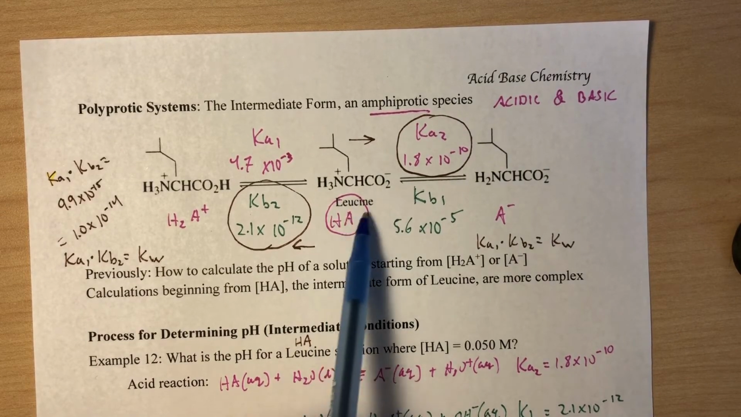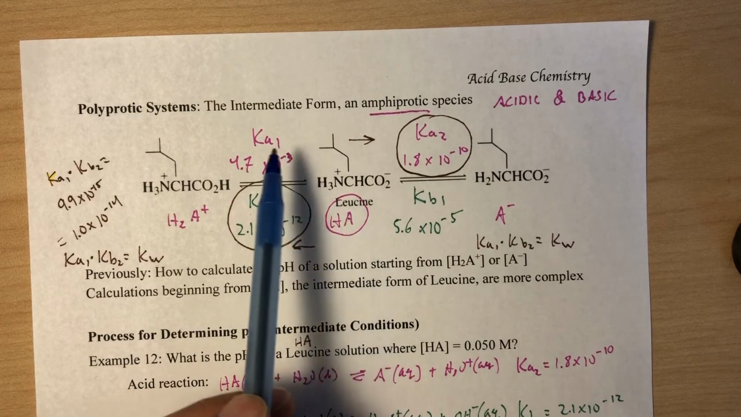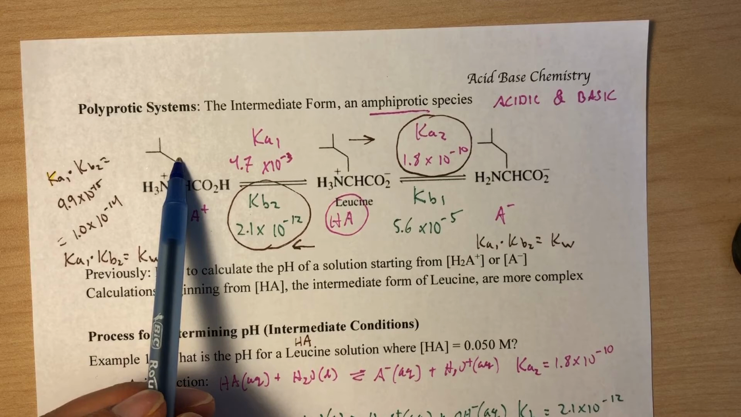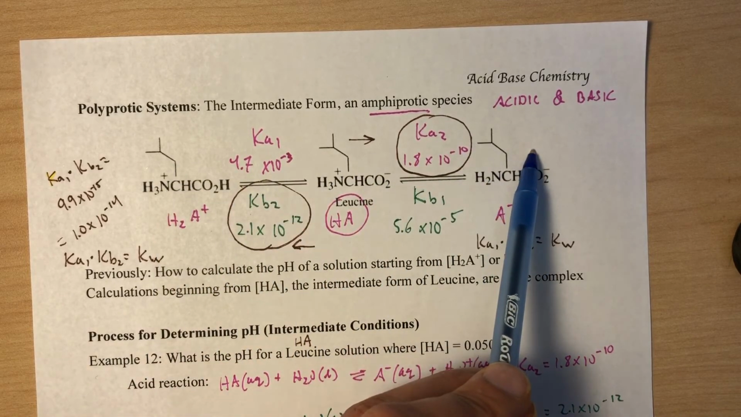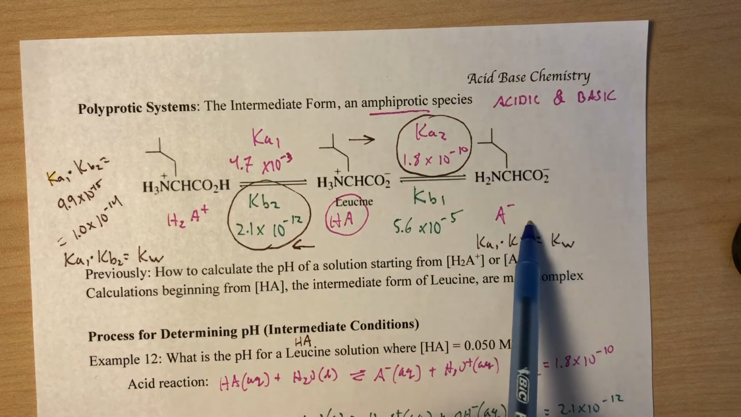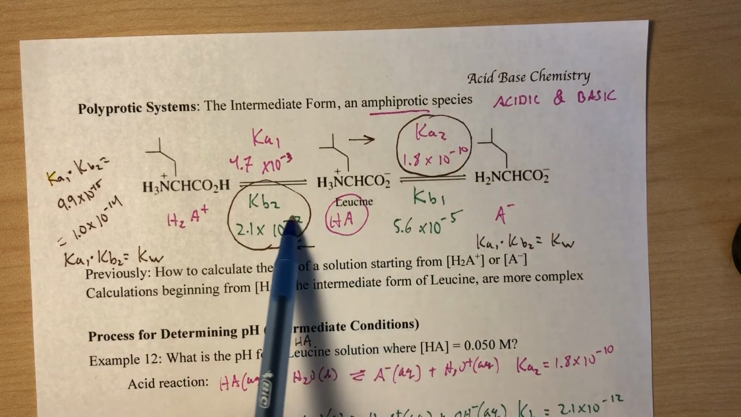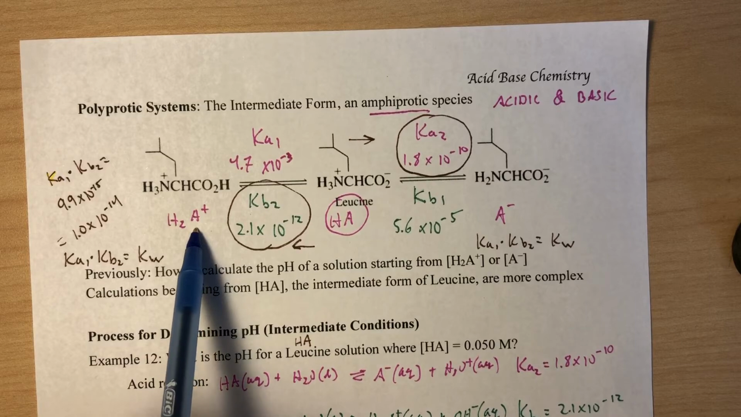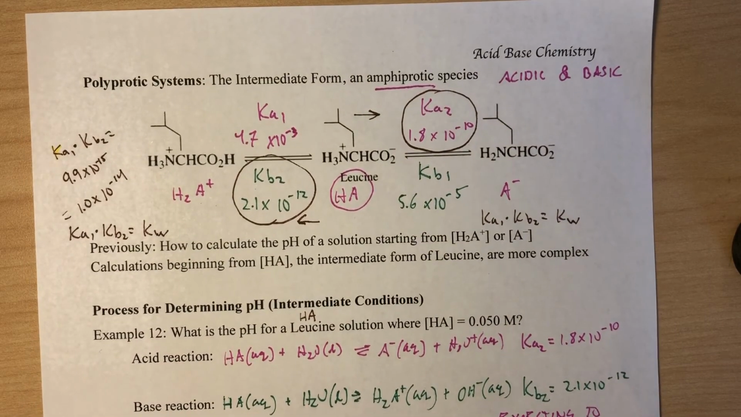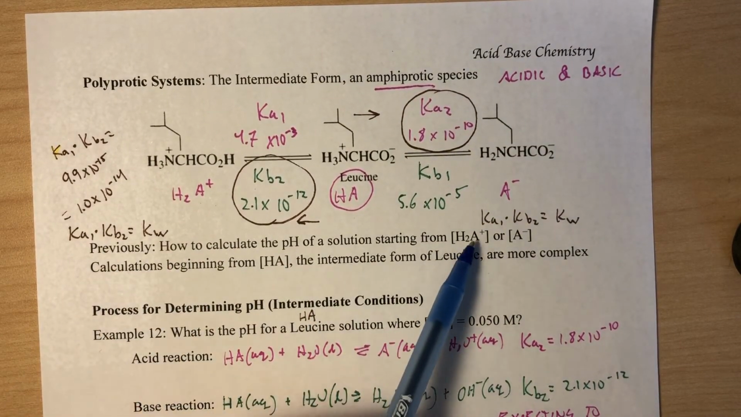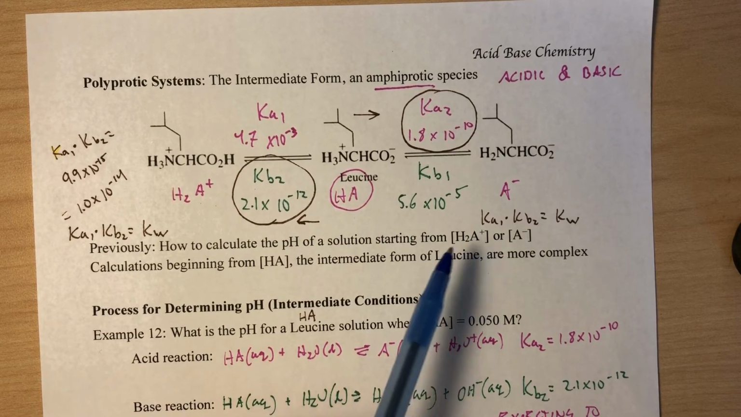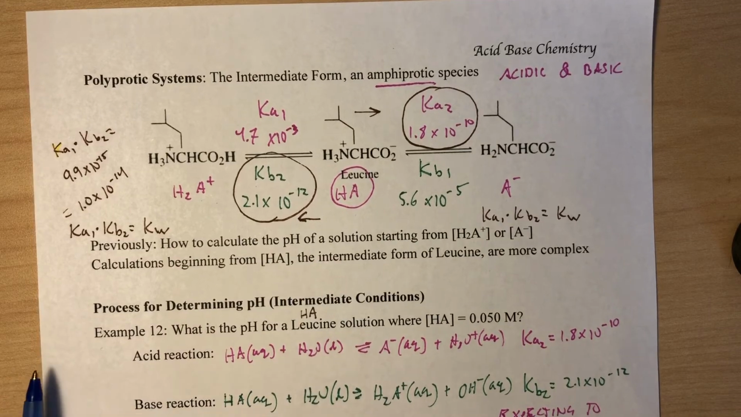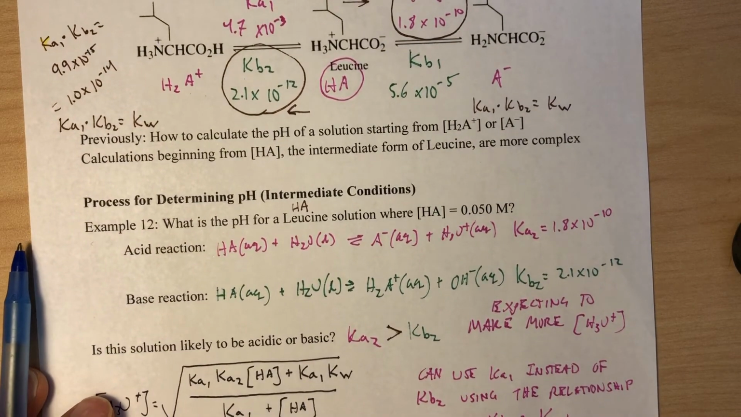So leucine, HA, is between Ka1 and Ka2 if you're going from the fully protonated species and you're producing hydronium all the way down to the fully deprotonated. If you're going in the reverse direction, you travel through Kb's in order to reach up to the fully protonated species. So previously we calculated the pH starting with H2A+ or A-. But now what we're going to do is begin from HA, the intermediate form. Here is how we do this.